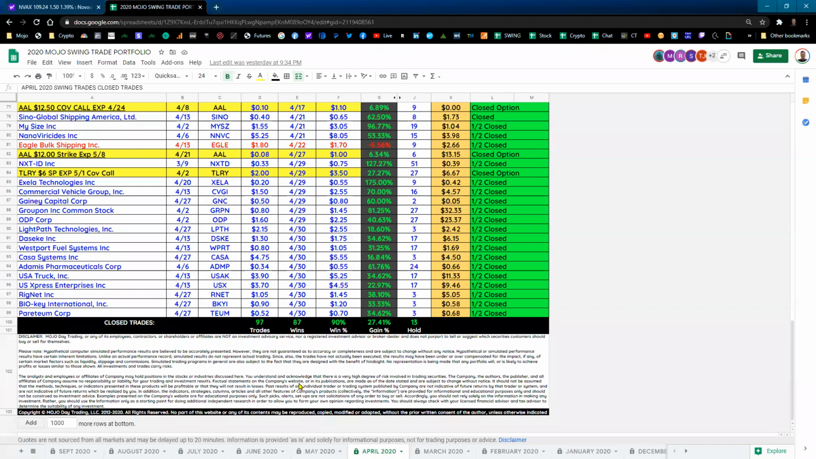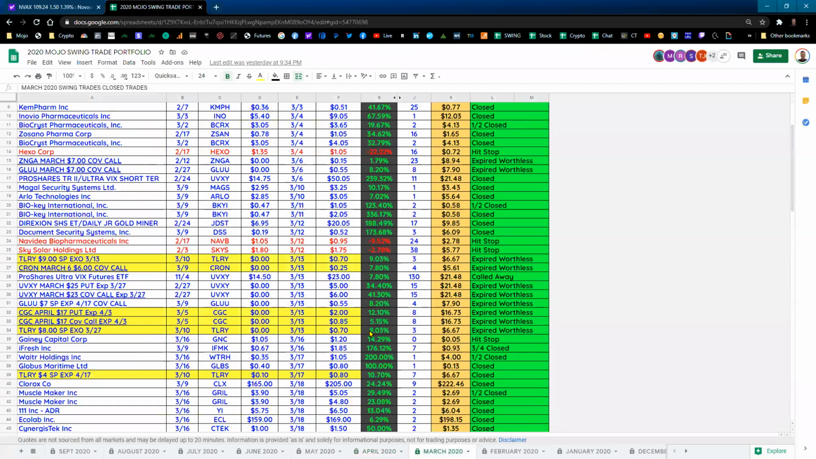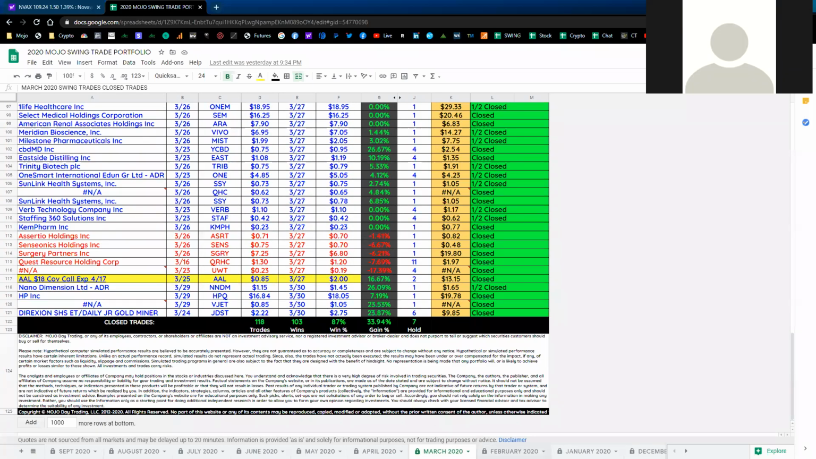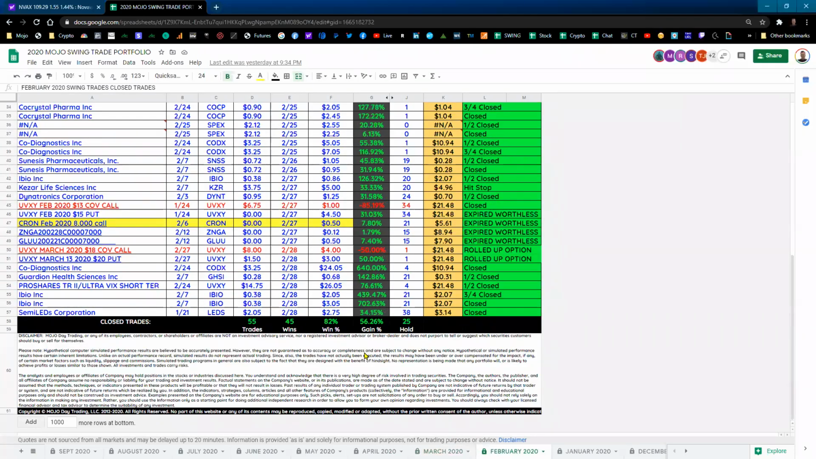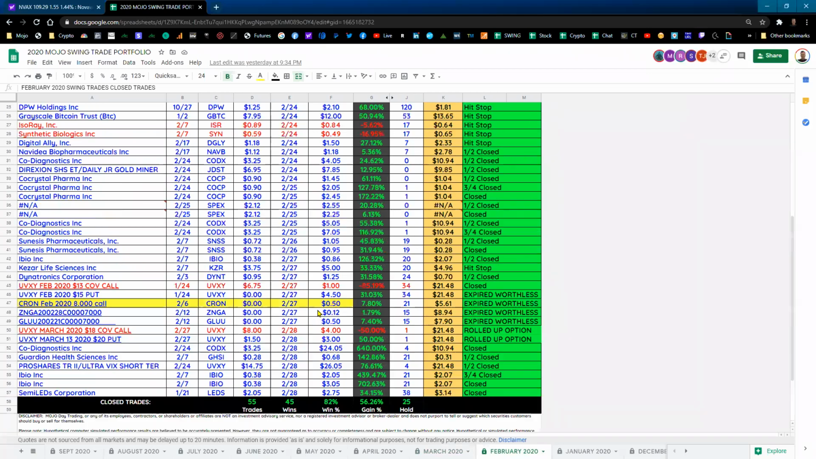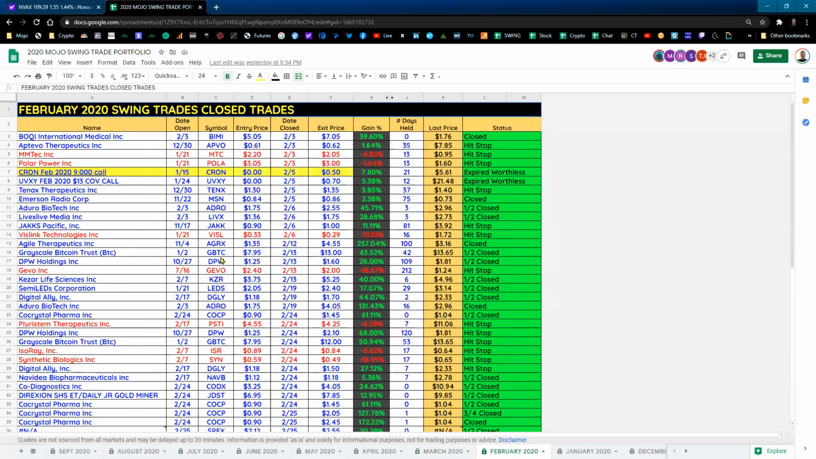So this is when it started, in April. No, actually in March, maybe, with the COVID. 33%. February was 56. So in February, we nailed AGRX from $1.35 to $4.55. AGRX. Let me look at the chart on AGRX. Why was it a huge winner?